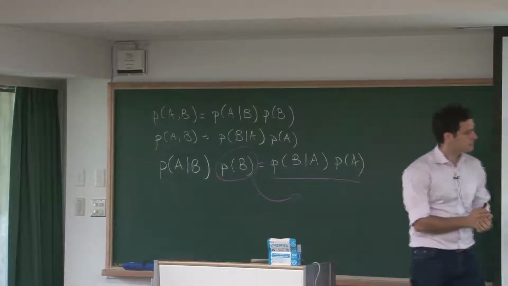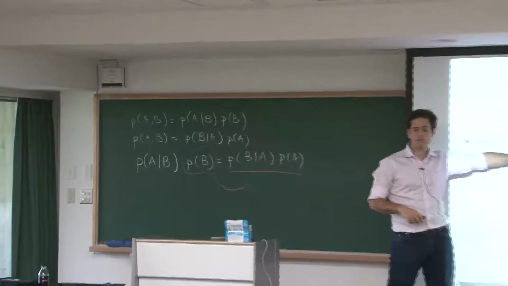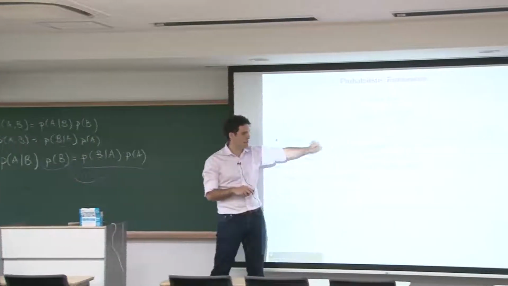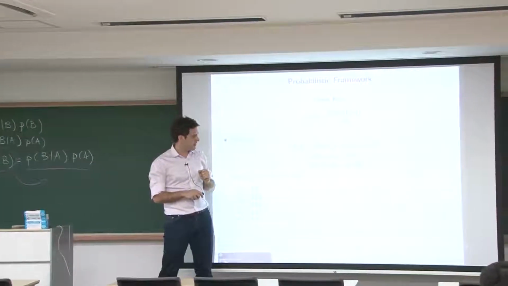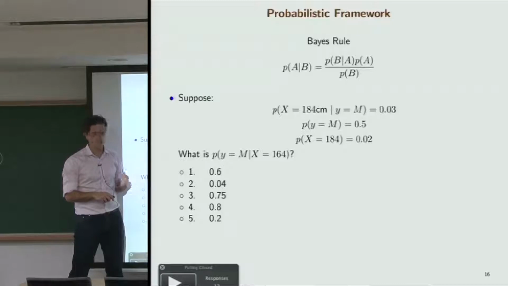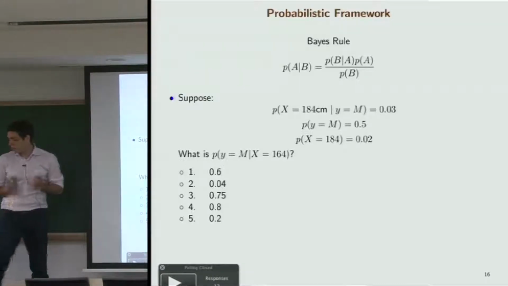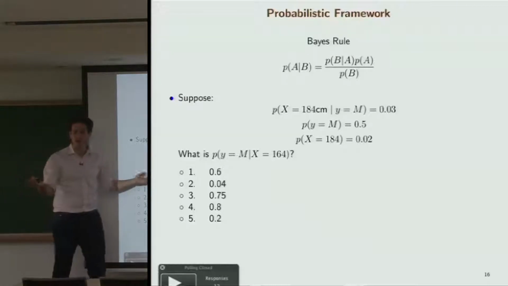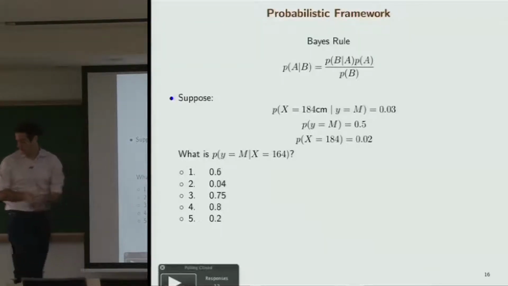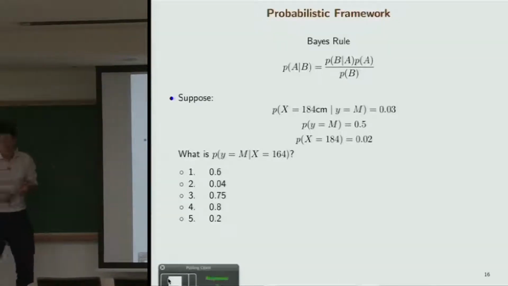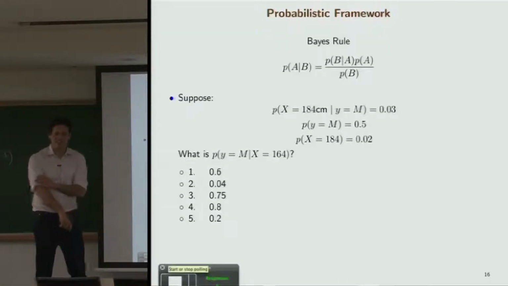So now, we just computed this. The probability that x equals 184, knowing the person is a male, is 0.03. The probability of y equals m is still 1/2. The probability of x equals 184 is 0.02. What is the probability that the person is a male if I know the height?